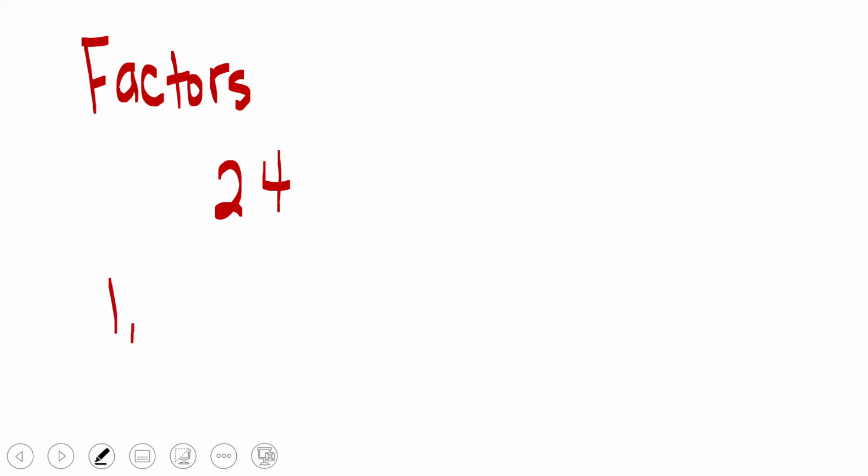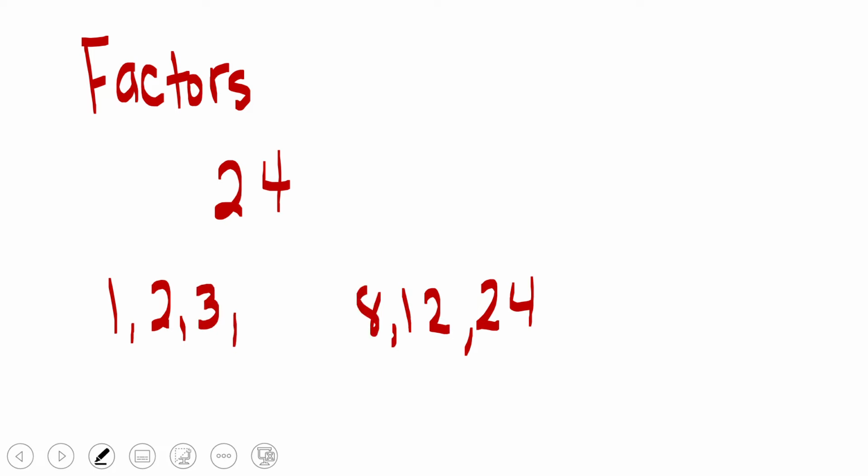Well, first we'd start with 1 times 24. I like to set them out here in this manner so I can think them through all the way from 1 times, 2 times, 3 times, and so on. So doing that, I'd have 1 times 24 is 24. 2 times 12 is also 24. 3 times 8 is 24. 4 times 6 is 24. I've worked in to find all the factors of 24.